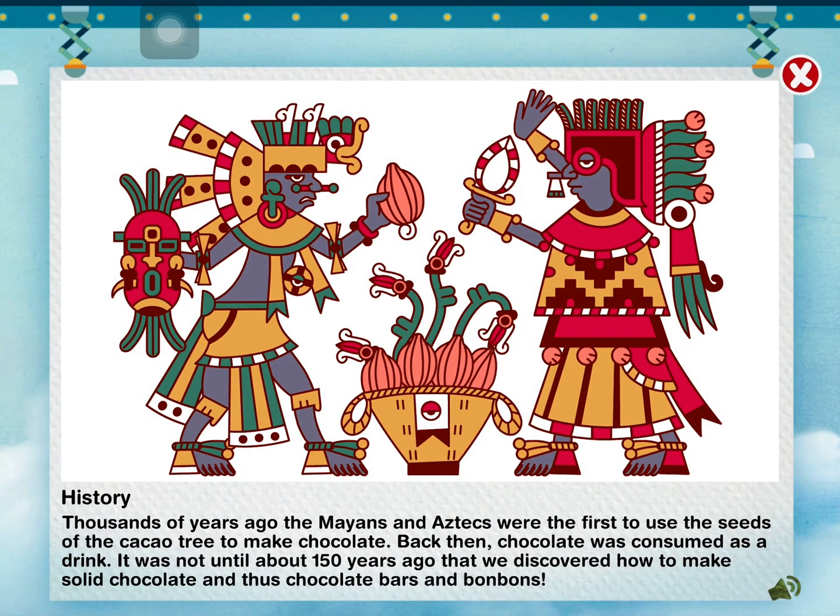Thousands of years ago, the Mayans and Aztecs were the first to use the seeds of the cacao tree to make chocolate. Back then, chocolate was consumed as a drink. It was not until about 150 years ago that we discovered how to make solid chocolate, and thus chocolate bars and bonbons.